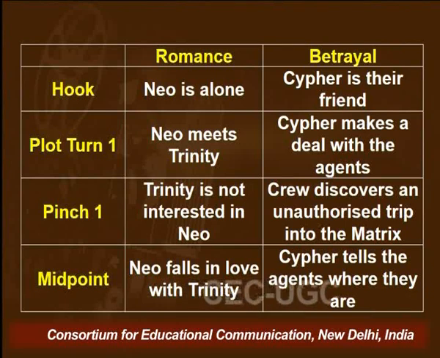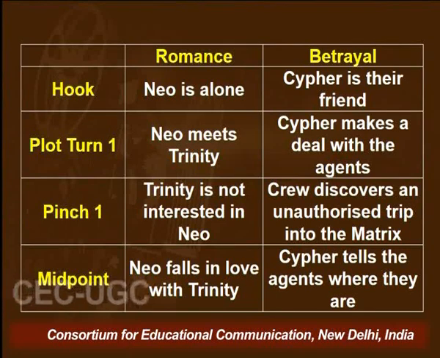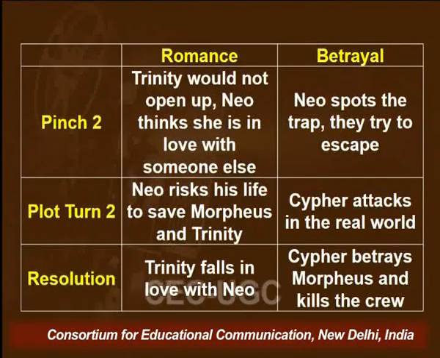Then the crew discovers an unauthorized trip into the matrix. Then Cypher tells the agent where they are, and Neo spots the trap and they try to escape. Then Cypher attacks his crew members in the real world, and ultimately Cypher betrays Morpheus and kills the crew.